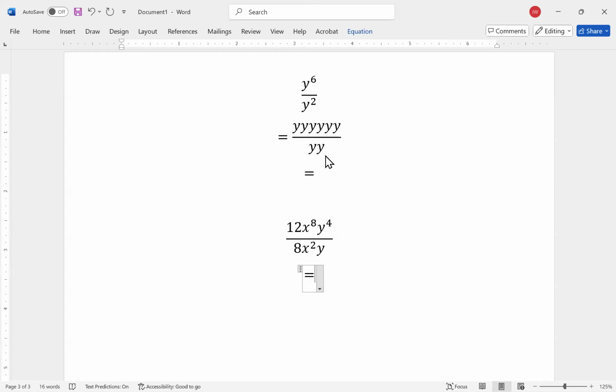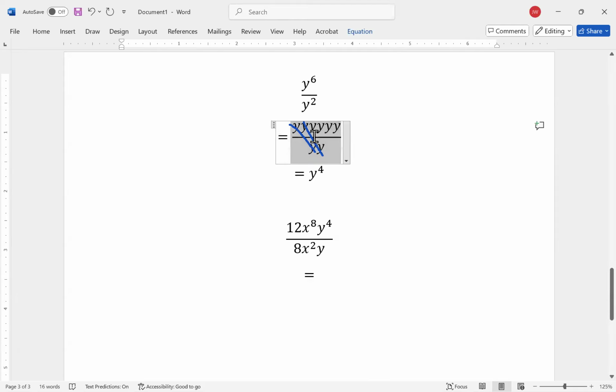All right, so on this first one, we have y to the 6th divided by y squared. That's 6 copies of y divided by 2 copies of y. And essentially, these are canceling out. When you cancel out, you get ones, and 1 times anything is itself. So we're left with 4 copies of y, and that's it. That's the whole thing. So we end up with y to the 4th.